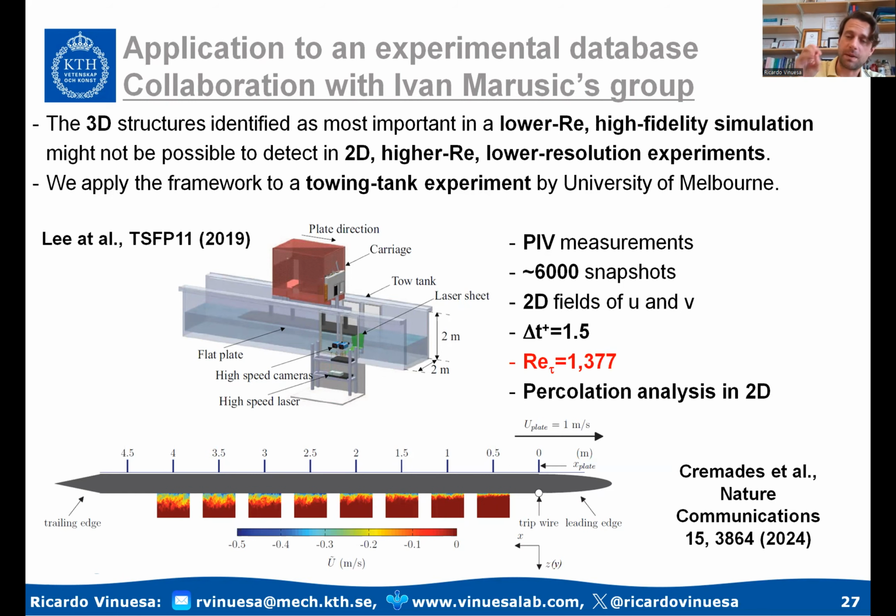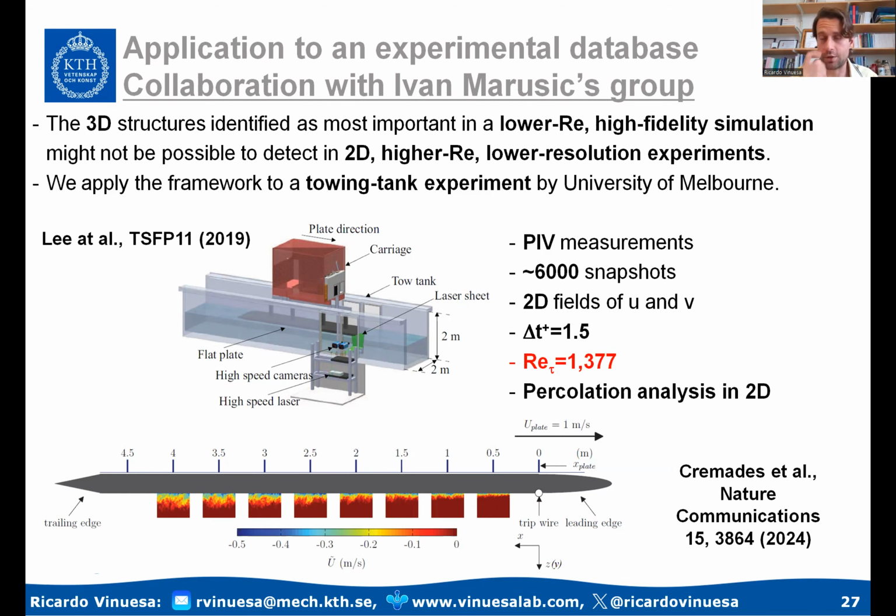Another reason to do this method on the experiment is because in experiments, you typically have less access to data. You don't have nicely resolved 3D things. You have, if you're lucky, 2D PIV data, which might lack some information and some resolution. So the question is not what are the most important regions of the flow, but from whatever I can measure, what is the most important? That's the actual question that I want to answer.